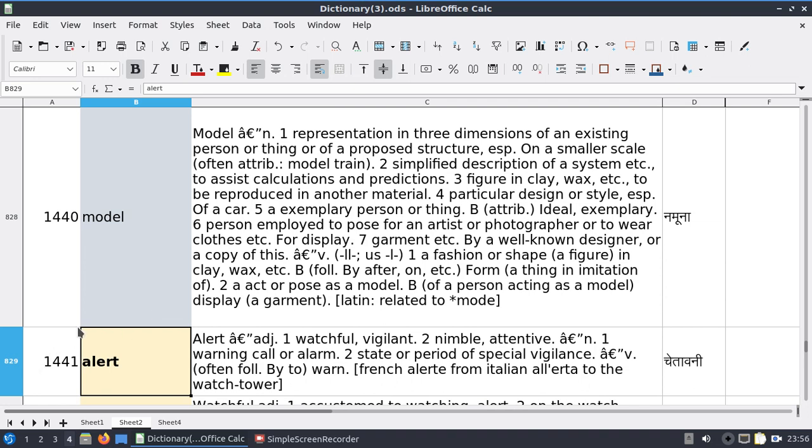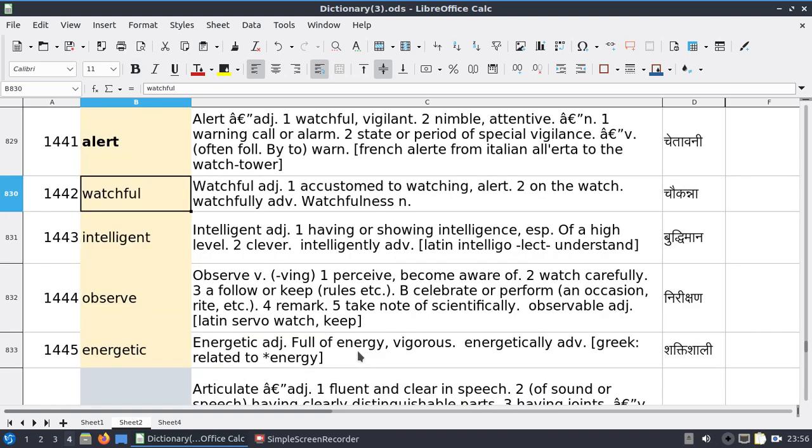Alert. Alert is staying watchful. Staying very attentive. Alerted by a noise. The coast guards should always remain alert. Watchful is same as alert. She is very watchful and alert. That means she is watching very carefully. Intelligent has nothing to do with alertness.